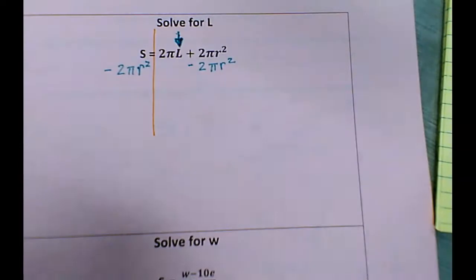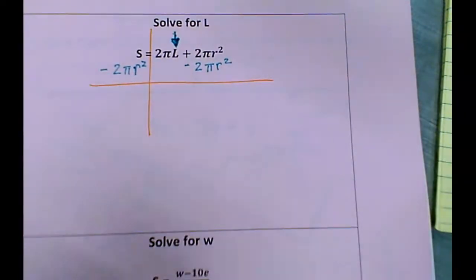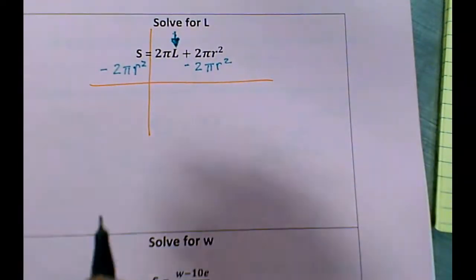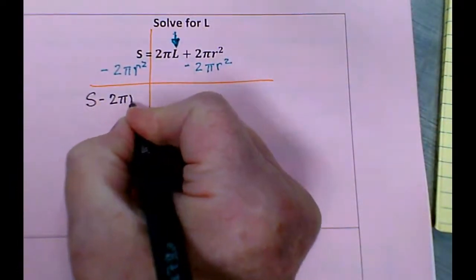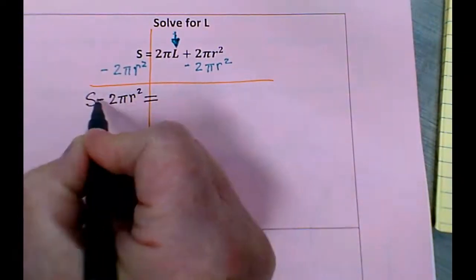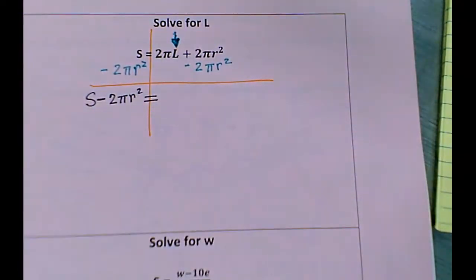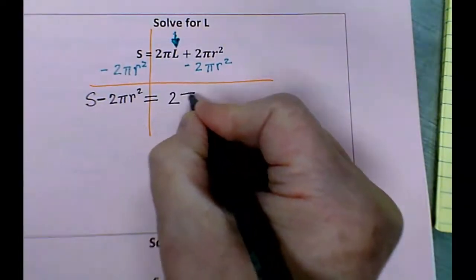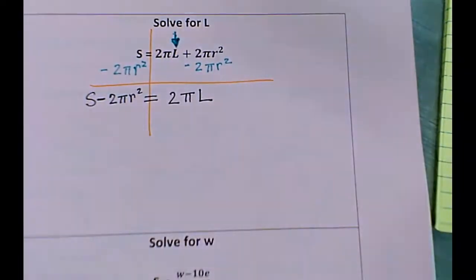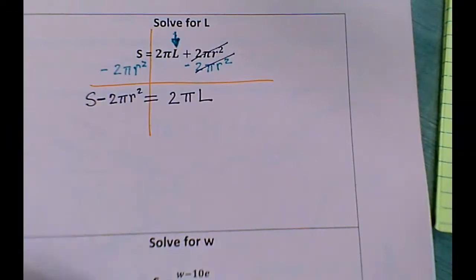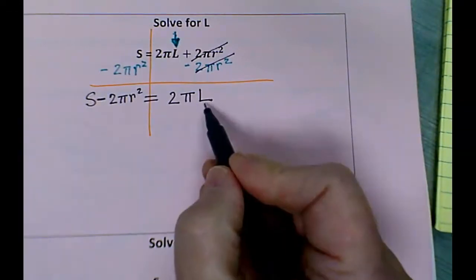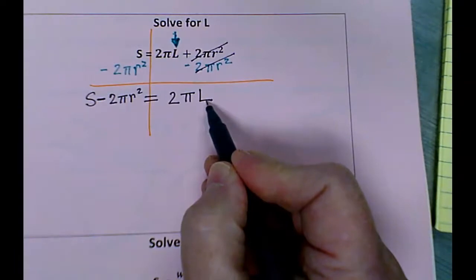So now we're going to have s subtract 2 pi r squared. That can't be combined because it doesn't have any like terms. And now I'm going to bring 2 pi L down to the next row, and all of that part cancels out. I am solving for L. I need L by itself.